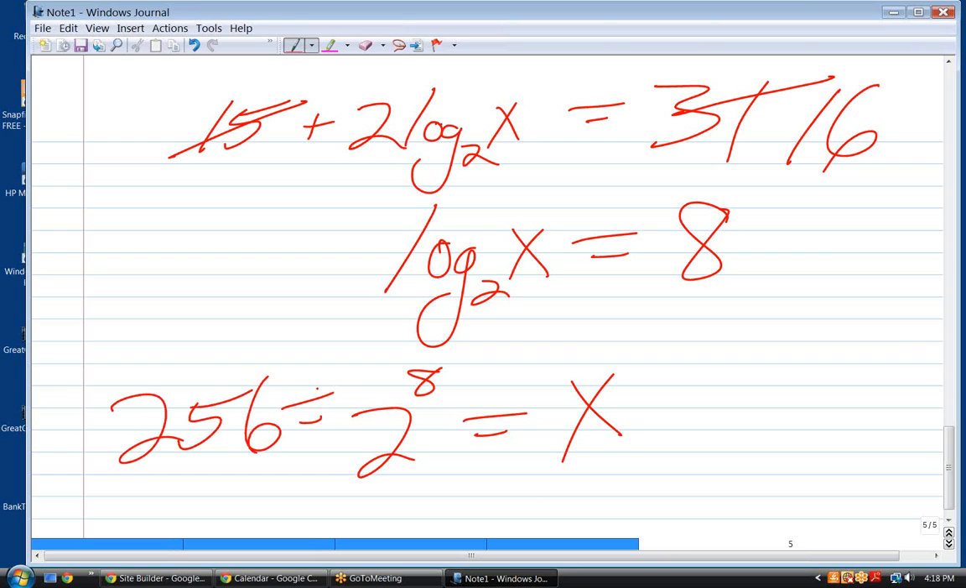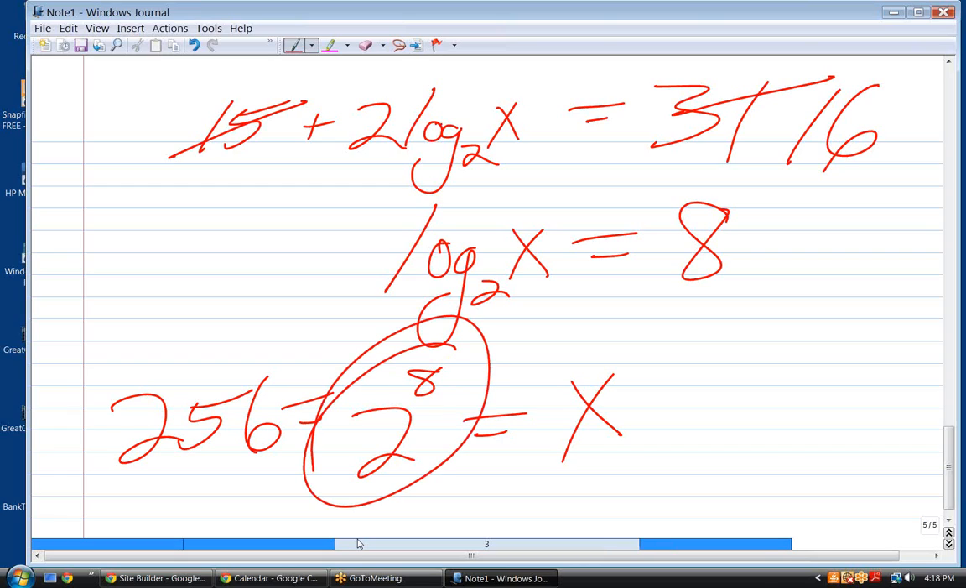256? I think so. 2 to the 10th is about 1,000. So 2 to the 8th would be about, it goes 64, 128, 256, 512, 1,024. So I'm pretty sure 2 to the 8th is 256.